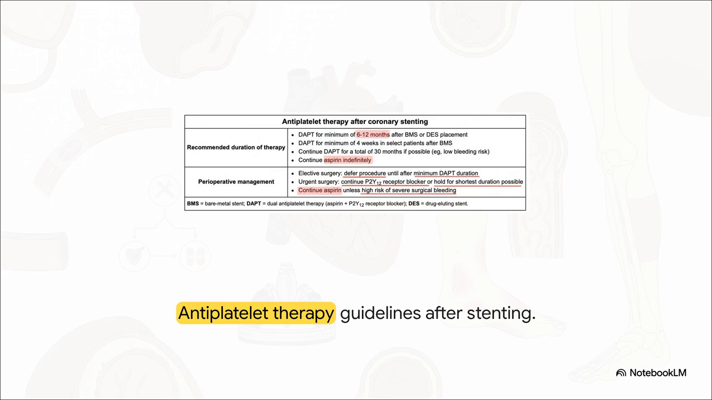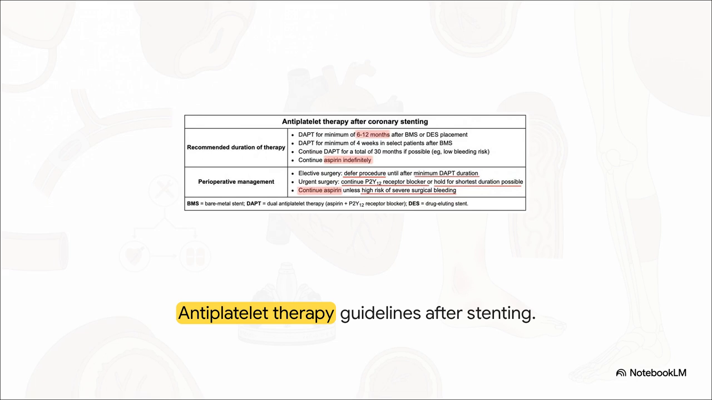These patients need DAPT, which is aspirin plus a P2Y12 inhibitor, for a bare minimum of 6 to 12 months after either bare metal or drug-eluting stent placement. After that, they stay on low-dose aspirin indefinitely. If they need elective surgery, you defer the procedure until that minimum DAPT duration is totally complete. Taking them off antiplatelet agents early is absolutely incorrect.